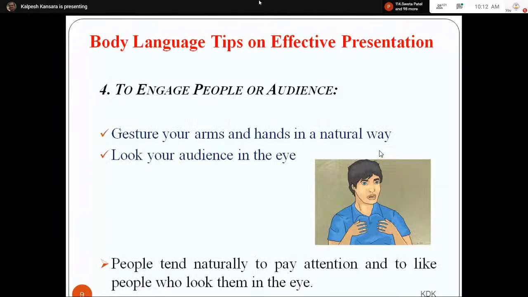Further, to engage people or audience, what kind of body language you should use. So gesture your arms and hands in a natural way. Don't try to imitate or copy somebody, and always be natural, be yourself. Look your audience in the eye because people tend naturally to pay attention and like people to look them in the eye. So eye contact is very, very important as far as an effective presentation is concerned.